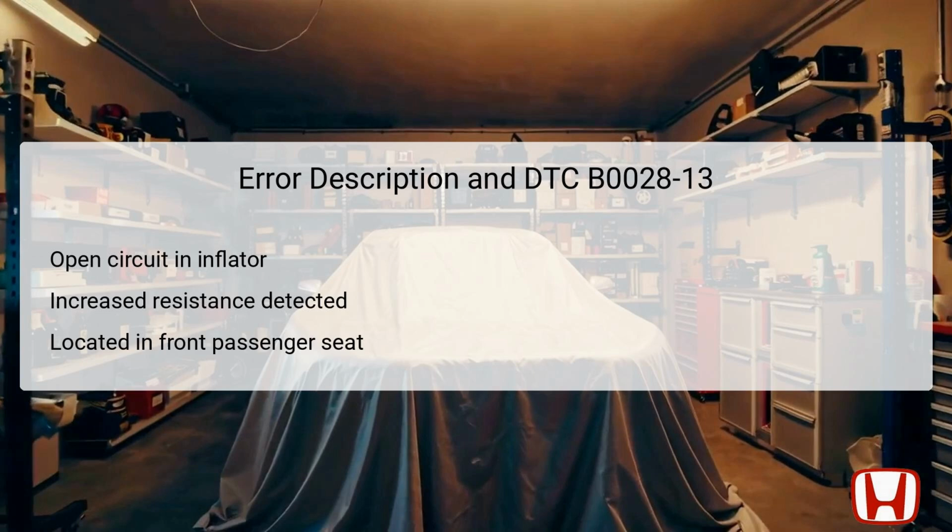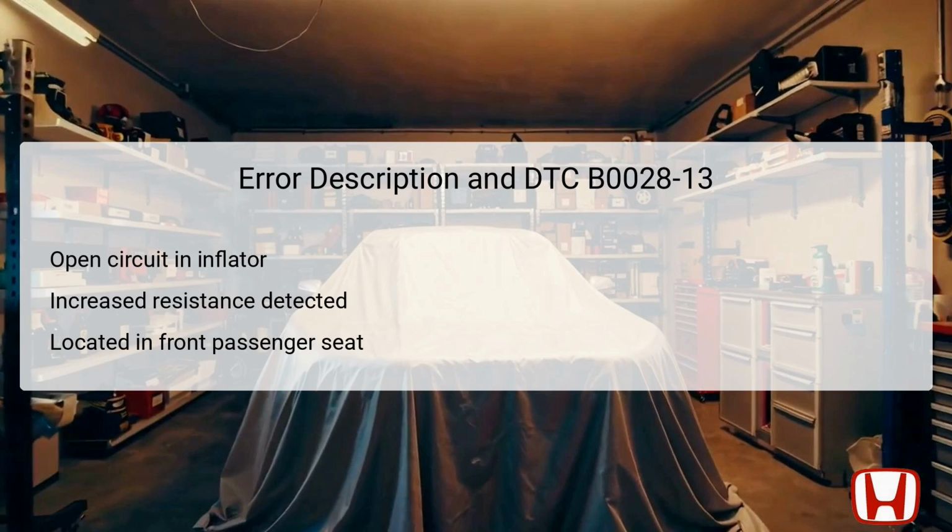The error associated with DTC B0028-13 denotes either an open circuit or increased resistance in the front passenger side airbag inflator. The airbag inflator is a critical component located in the front passenger seat, designed to produce gas that inflates the airbag upon deployment in a collision. Increased resistance often suggests that there may be a poor connection or a faulty wire leading to the inflator, which can hamper its ability to deploy effectively.